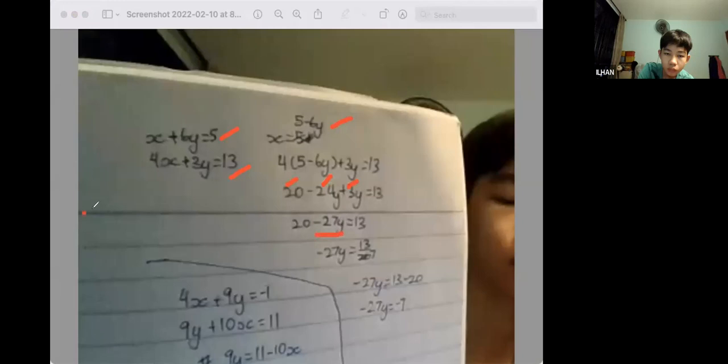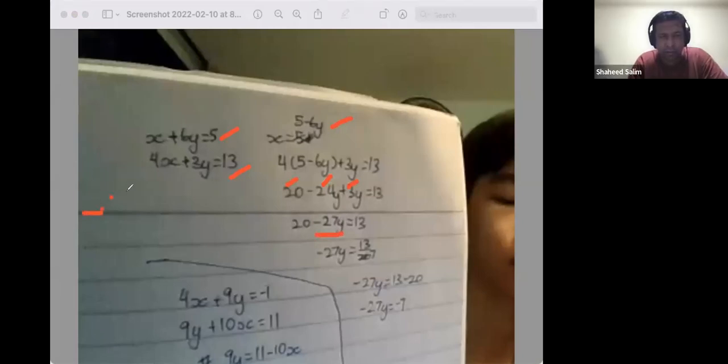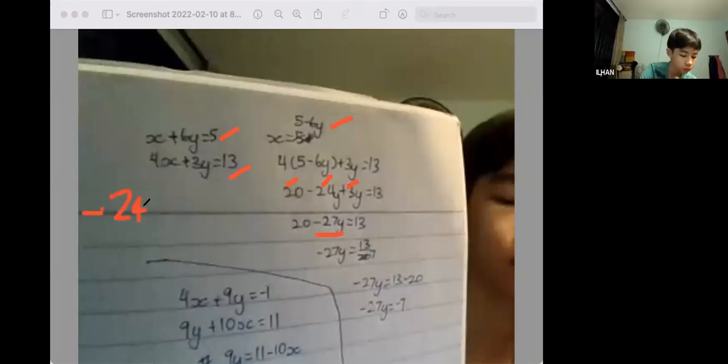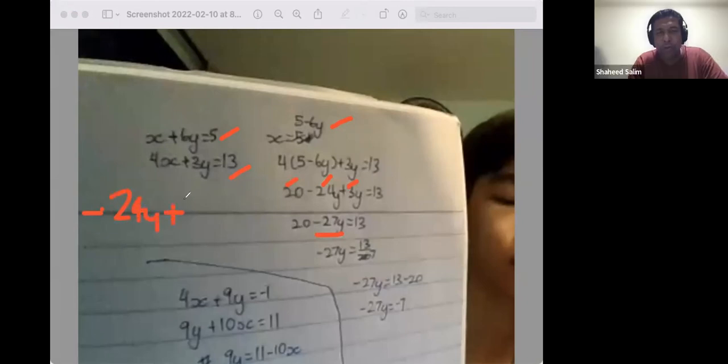But this one, what's the answer? Minus 24y plus 3y, it's minus 21y. You can use your calculator for this one. You know how to use, right? Just put minus 24 plus 3, finish. You can get your answer. So down here, this is where you make a mistake. So we bring the 20 over.